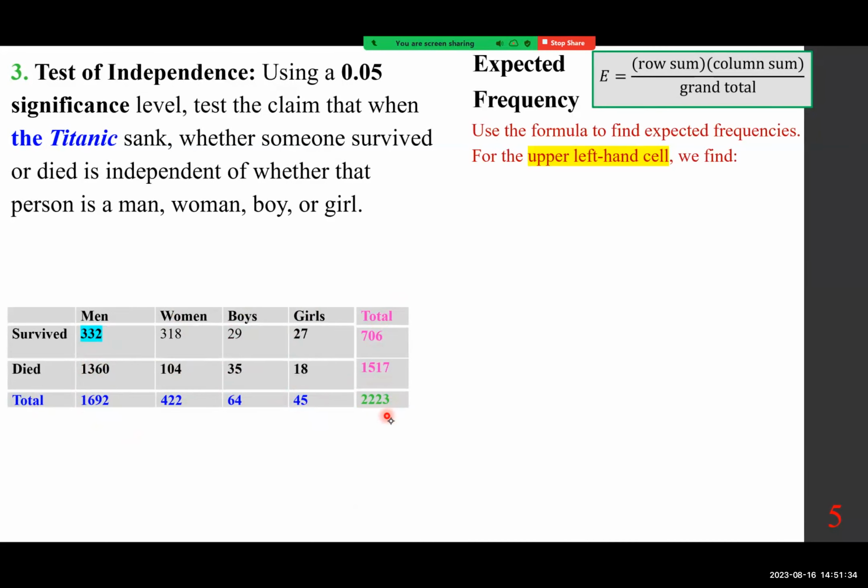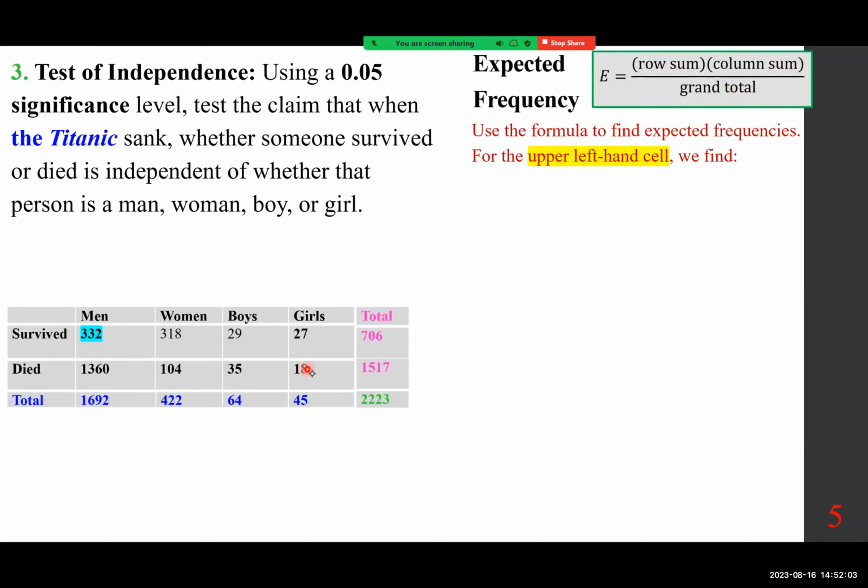Now we use the formula. The expected value is defined as the row sum times the column sum over the grand total. So I want to use this for the upper left hand cell, as an example. These are all observed values. So I want to show you by hand how it's done. Needless to say, again, you don't have to do it by hand.